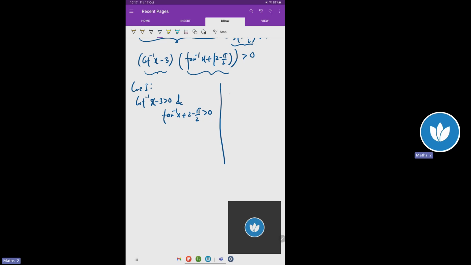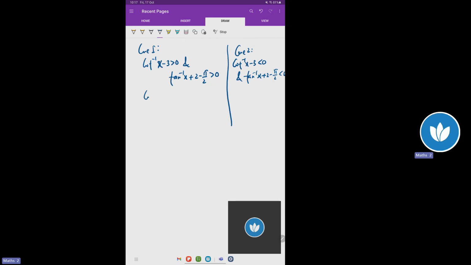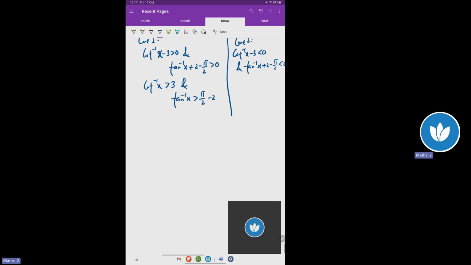And what is case 2 possible? Case 2, both are negative: cot inverse x minus 3 less than 0 and tan inverse x plus 2 minus pi by 2 is also negative. So if cot inverse x minus 3 is greater than 0, it means cot inverse x is greater than 3, and tan inverse x is greater than pi by 2 minus 2. Okay, pi by 2 minus 2.